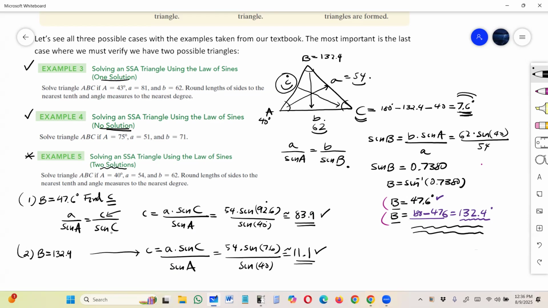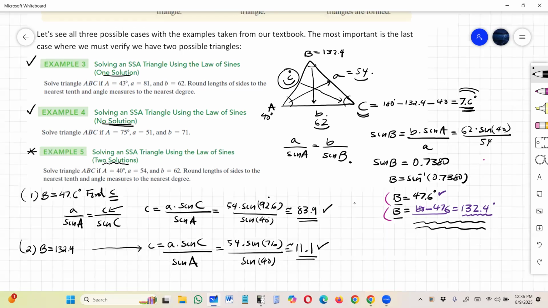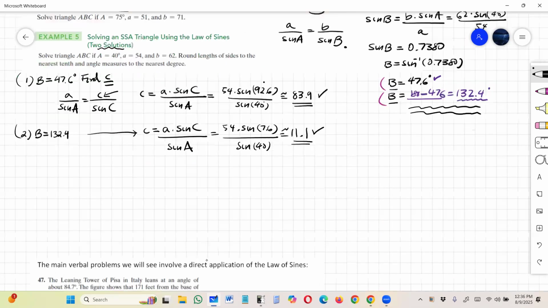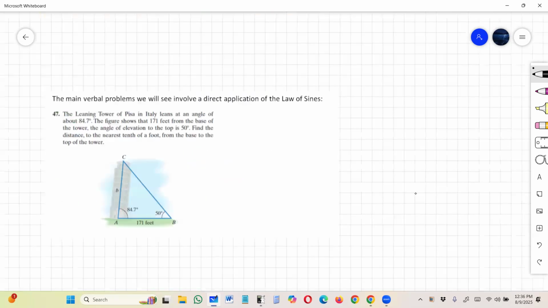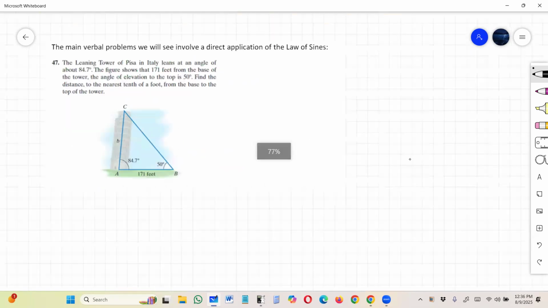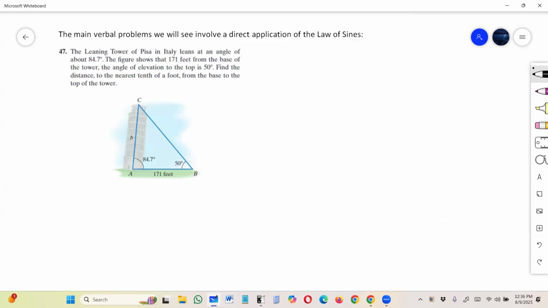Now, the only application that we're going to see is going to be related to these cases. So here's one example from your book. They are all done the same way. You may have a one solution triangle, you may have no solution, or you may have two possible triangles. It all depends, but the application is all the same.